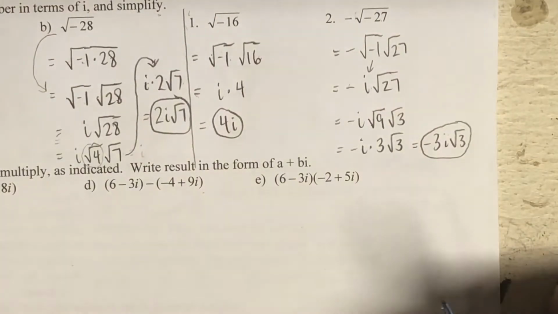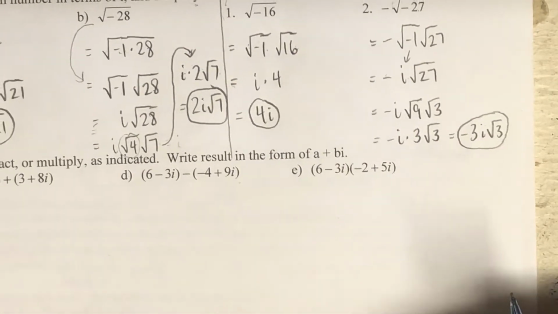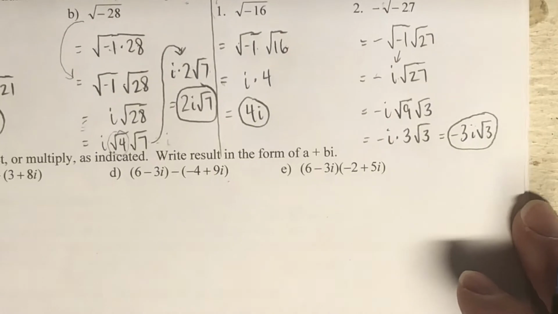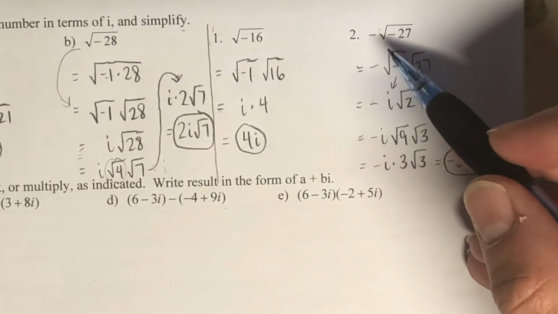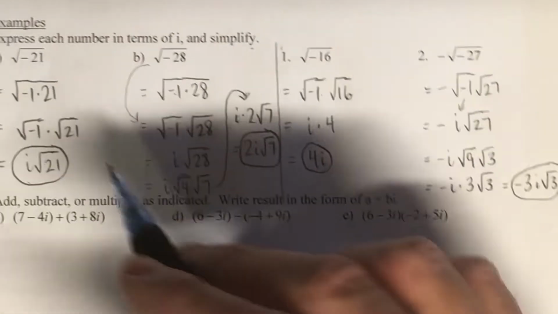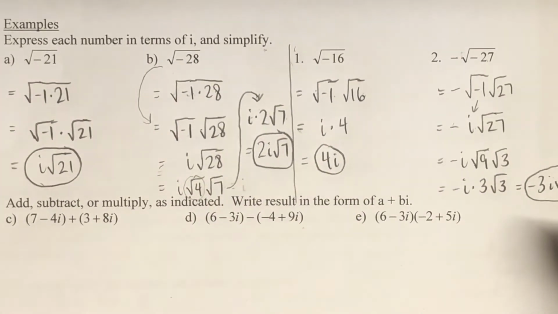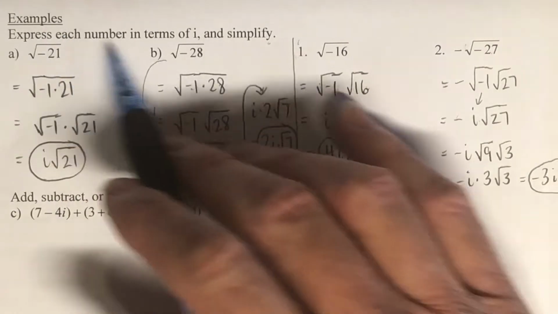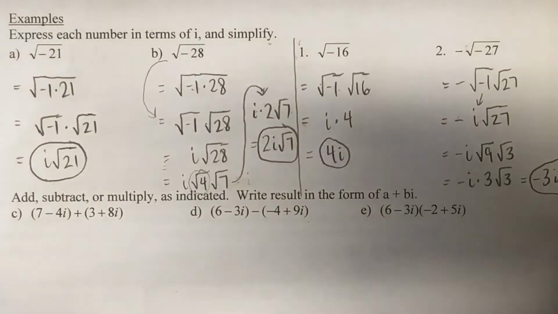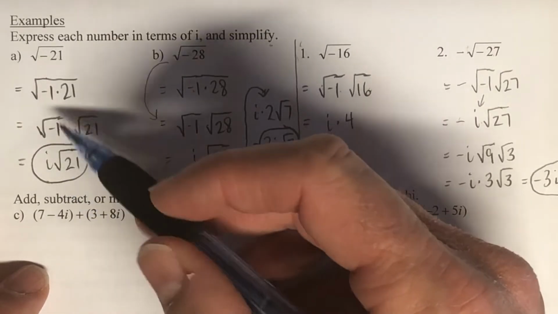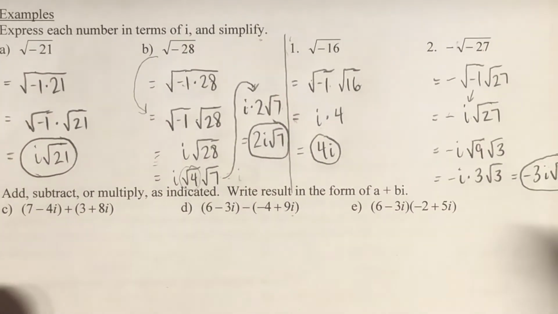And there you go. So that is how you express one of these square roots that has a negative underneath it. That's how you express it in terms of i. It doesn't mean you always have to do that, but if they tell you to express it in terms of i, then you need to do what we've done here.